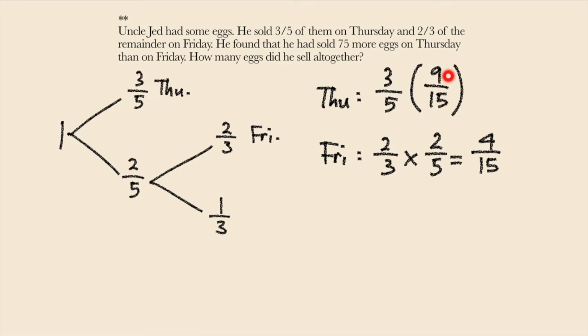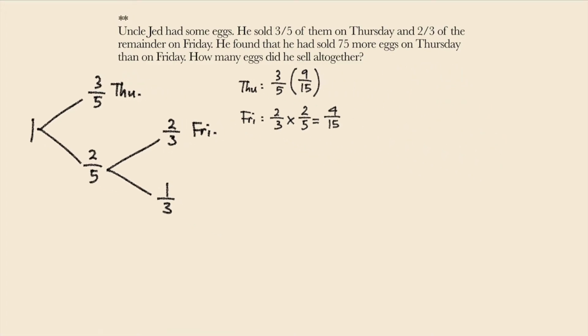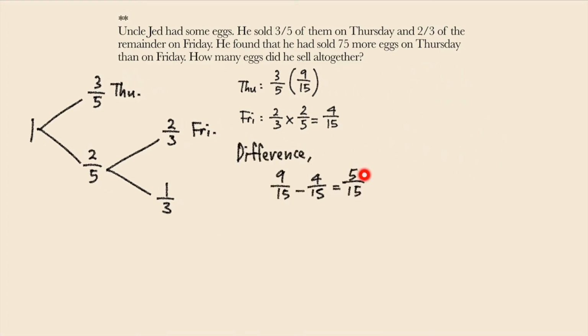So the difference here is therefore 5 units, and the 5 units would represent the 75 here. How many eggs did he have altogether? No. How many eggs did he sell altogether? I think this is where most students will get the answer wrong.